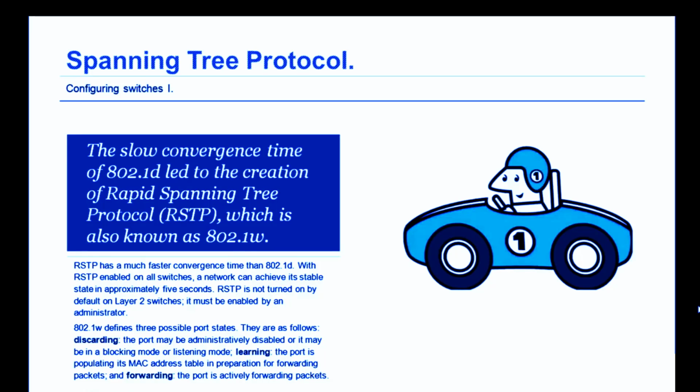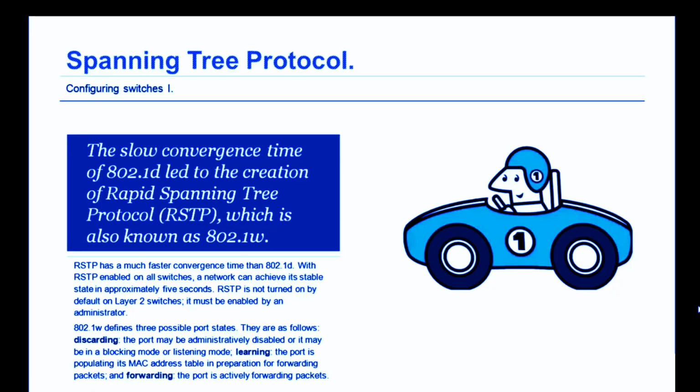With RSTP enabled on all switches, a network can achieve its stable state in approximately 5 seconds. That's a whole lot faster than the up to 50 seconds with the 802.1d standard. But RSTP is not turned on by default on Layer 2 switches. It must be enabled by an administrator.